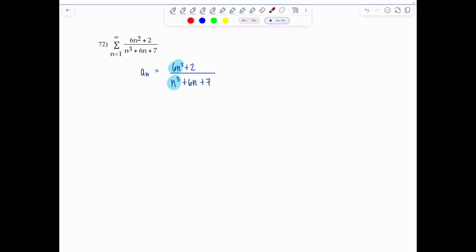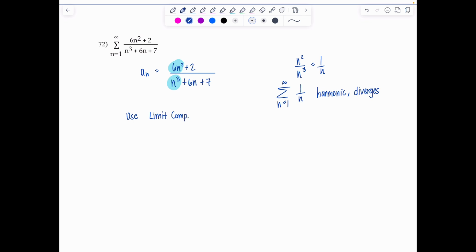But look, highest power was n squared, highest power was n cubed. That simplifies to 1 over n. What do I know about the sum n equals 1 to infinity of 1 over n? That's my harmonic series, and it diverges. So most likely my series diverges also. If I try to use direct comparison, remember I have to show that these terms are larger than those of the harmonic series. I don't think we can do that. So instead, let's use limit comparison test.